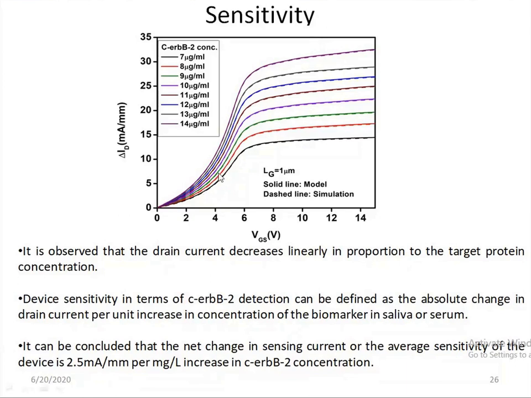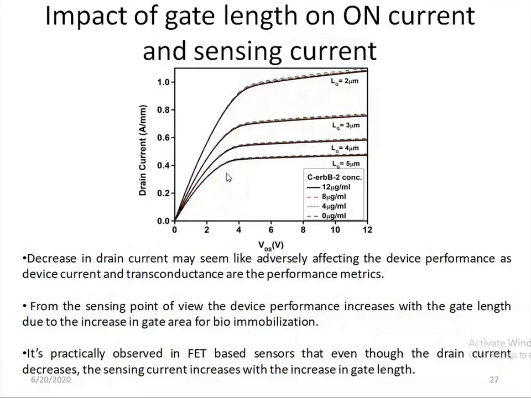In the case of this particular device, we were getting a high variation in on current, and the on current sensitivity was found to be 2.5 milliamperes per unit increase in concentration of CRB2 in microgram per milliliter. We also studied how the dimension of the device affects the sensitivity. These are optimization techniques before going for fabrication, like what gate length is used to get a good sensor.